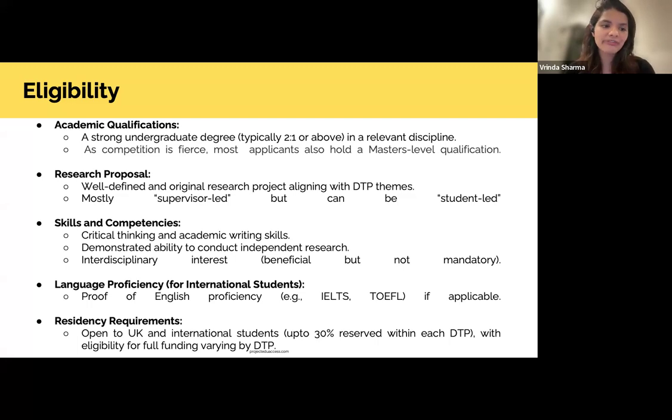Then, as I've mentioned before, it's open to all students, irrespective of which country you belong to. But do note that there are 30% reserved within each DTP. And because every university has different number of students that they take, this means that they would be taking different number of international students. Next slide, please.